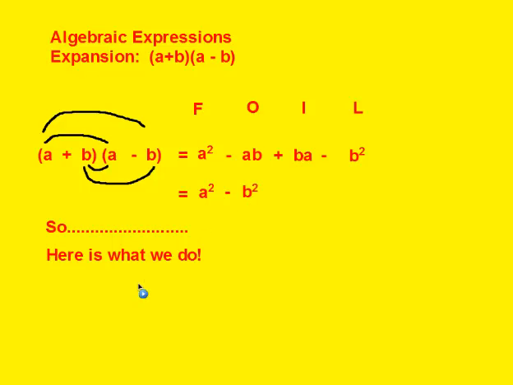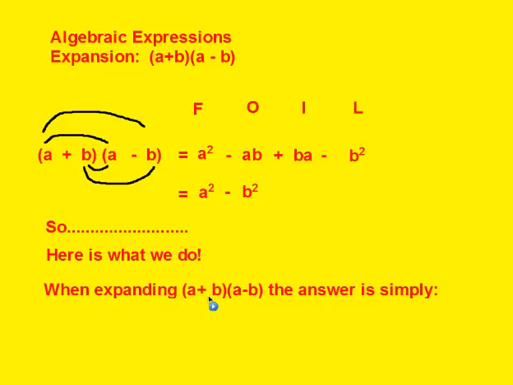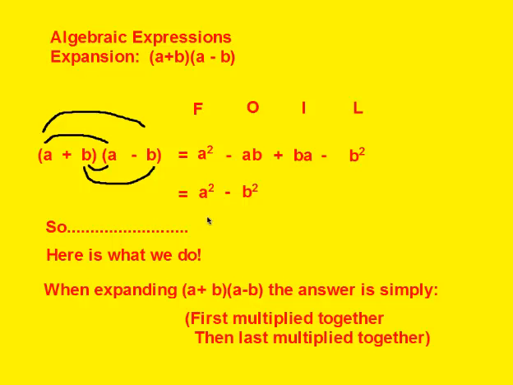Summarising that, this is what we do. When we're expanding something like this, the sum and the difference of the same term, the answer is simply the first terms multiplied together, then the last terms multiplied together. Positive B times negative B is negative B squared. So we could write it like that. First multiplied by the first, then the last multiplied by the last gives us the expansion.